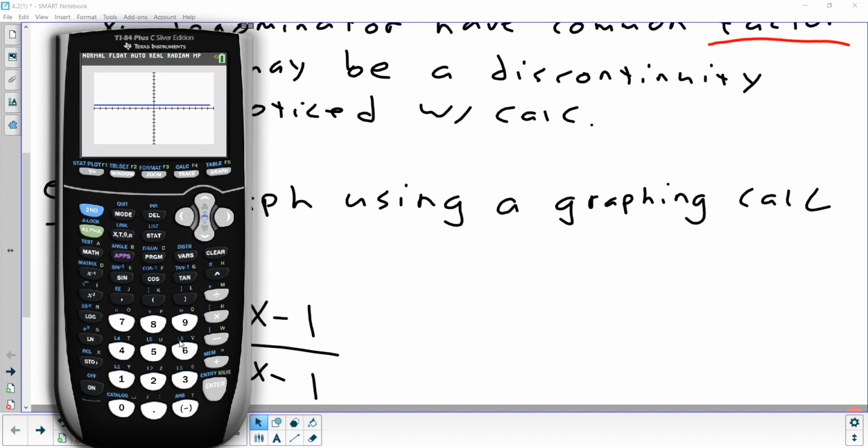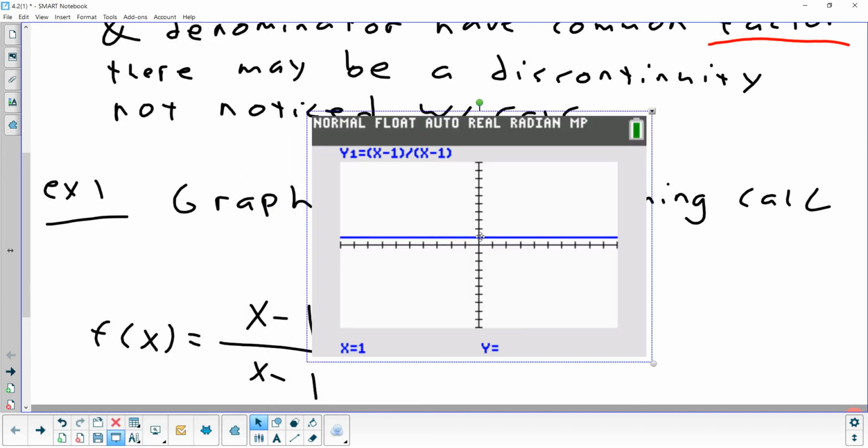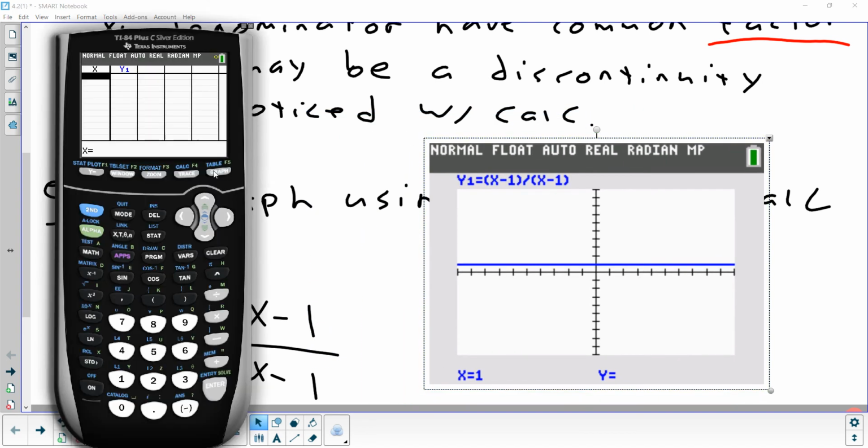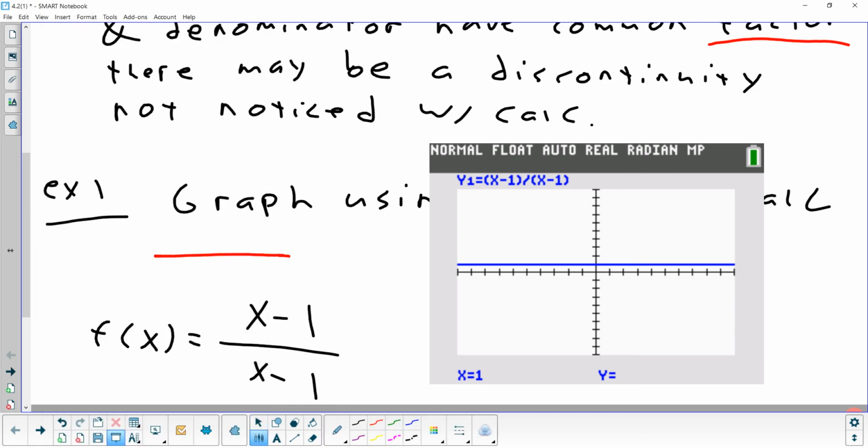Okay, so we didn't see anything happen at 1. It just went right through it. But if you try to trace at 1, and you hit enter, it doesn't give you a value for y when x is 1. And if you go to the table and you type in 1, it's going to say error. So in that case, did we get a hole in the graph or a vertical asymptote? We got a hole. So if we were sketching something like this on a test, I'd be looking for you to draw it like that. Put the hole where it is in the graph, and then a line going in both directions. Make sure the hole is not filled in. It's empty.